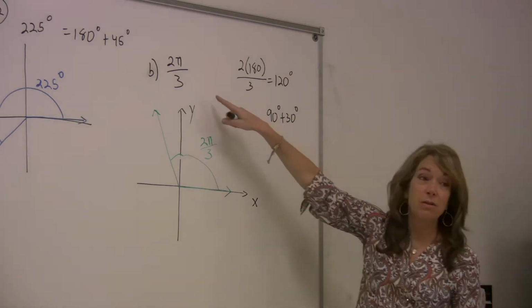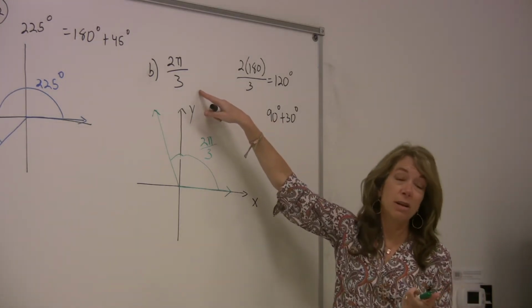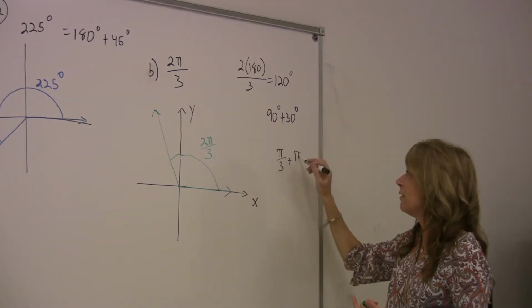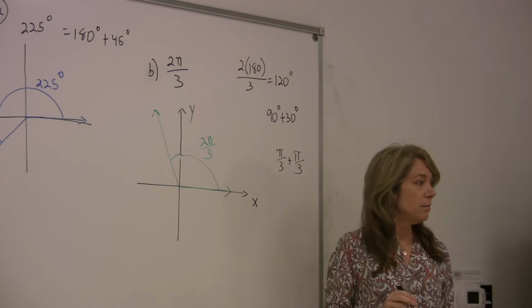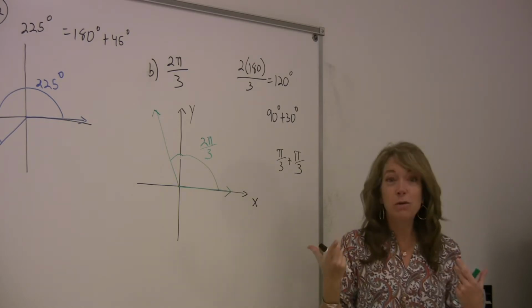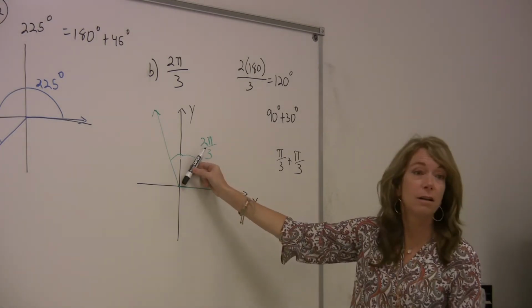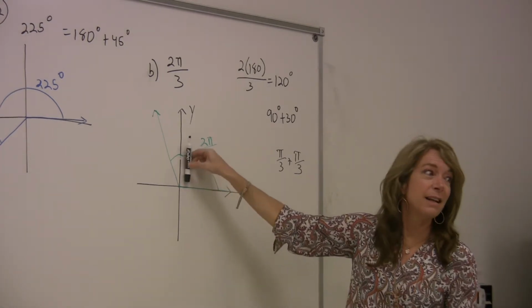What I do when I see 2 pi over 3, I can do it 2 different ways. Sometimes I think of it as pi over 3 plus pi over 3. Just in my head, that's the way I think of it, 2 pi over 3s. So pi over 3 is 60, that's roughly about here. And then if I add another 60, I'll end up over here.